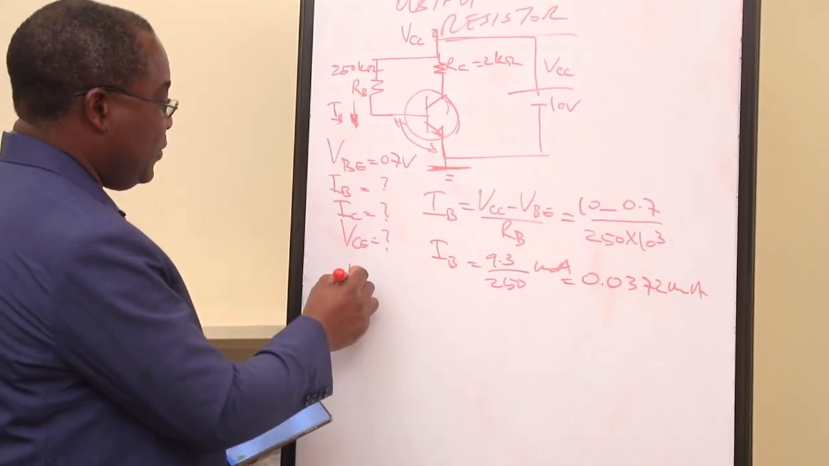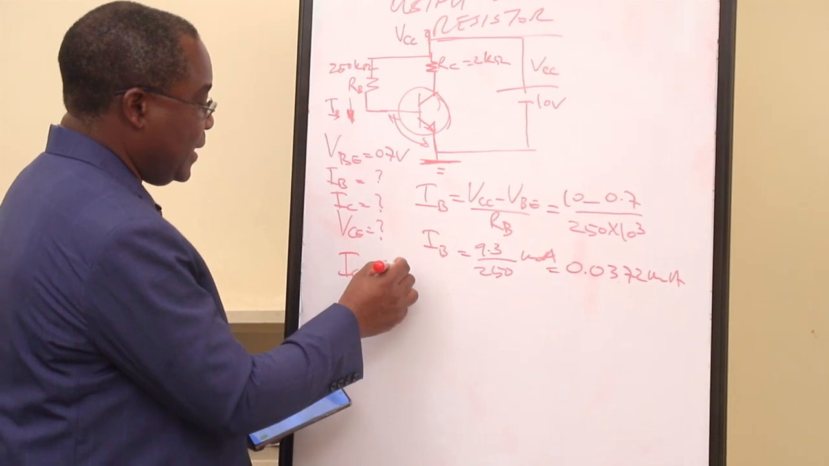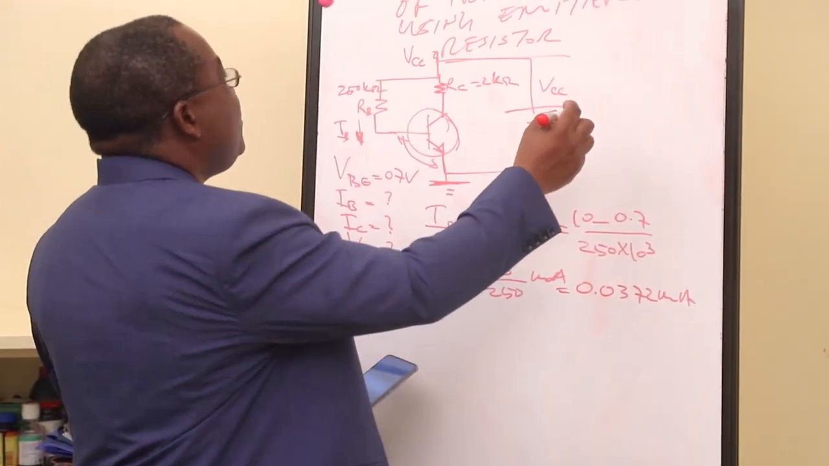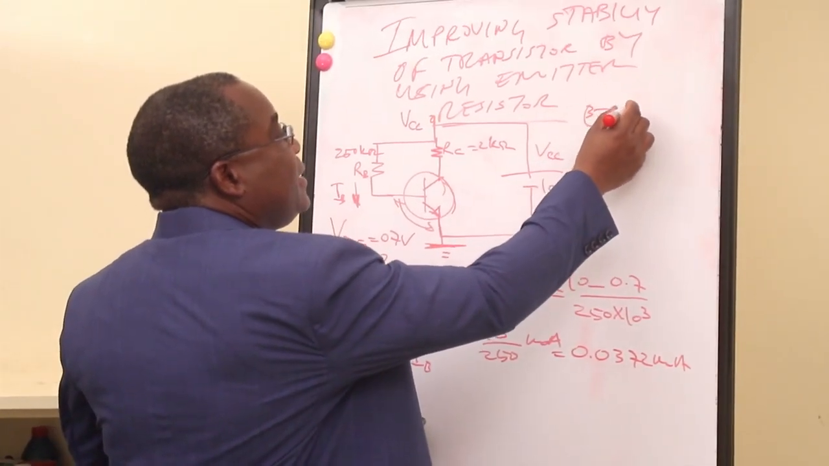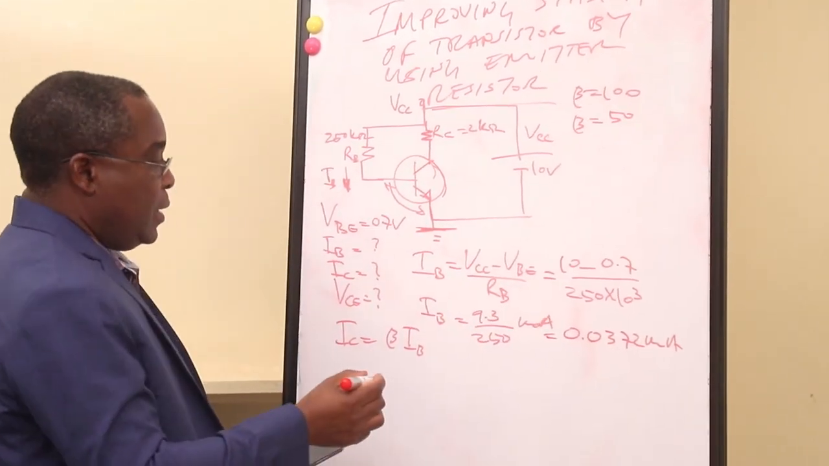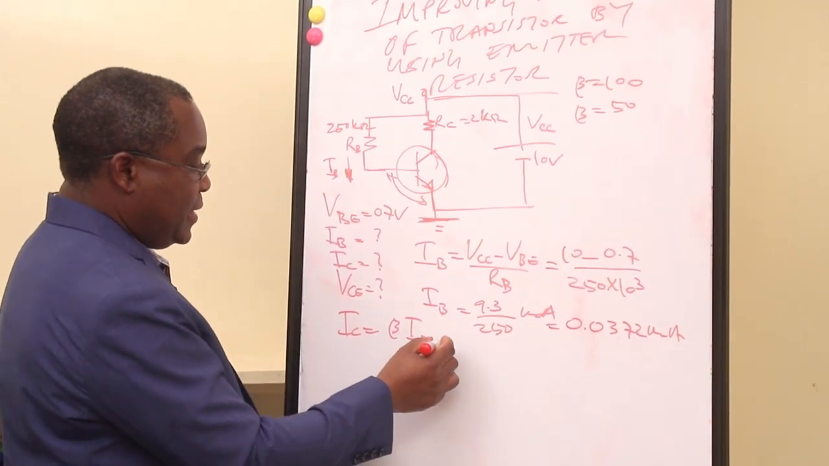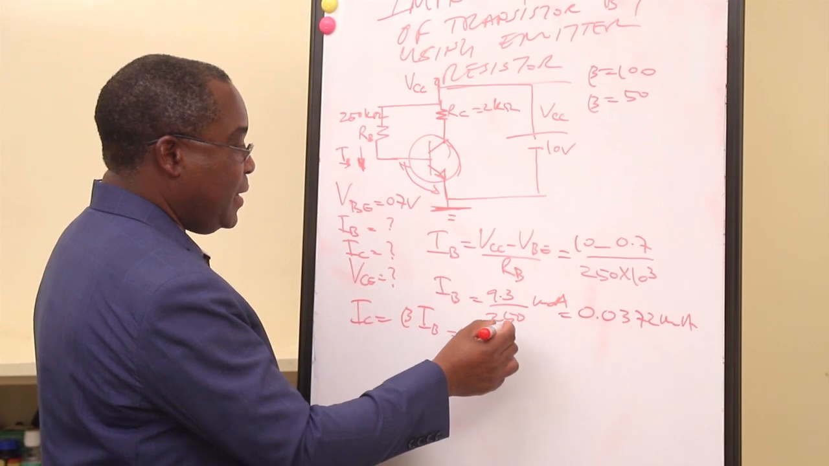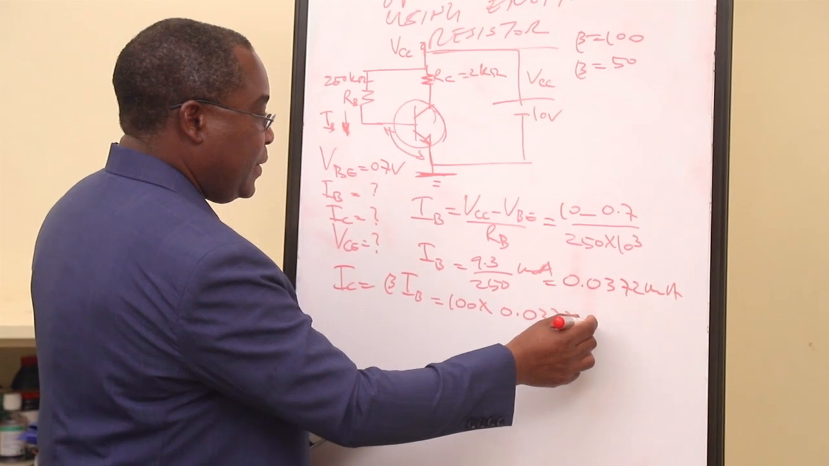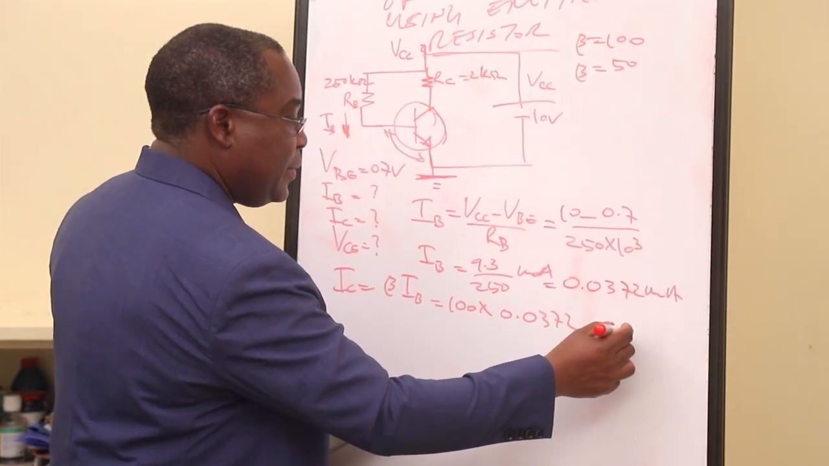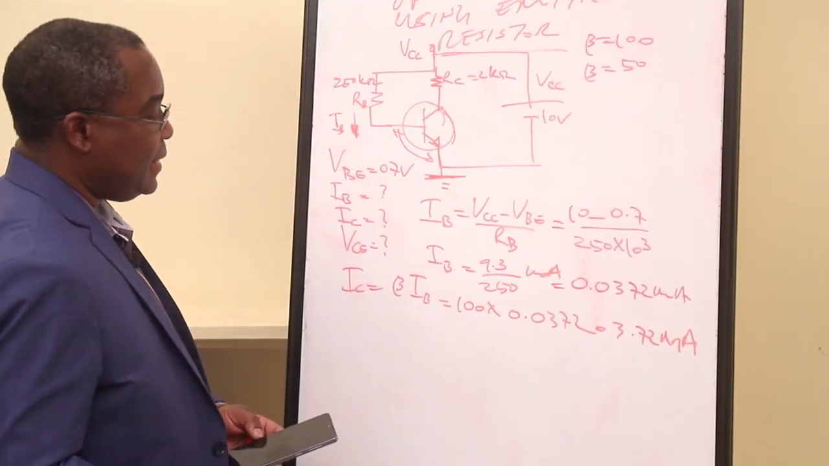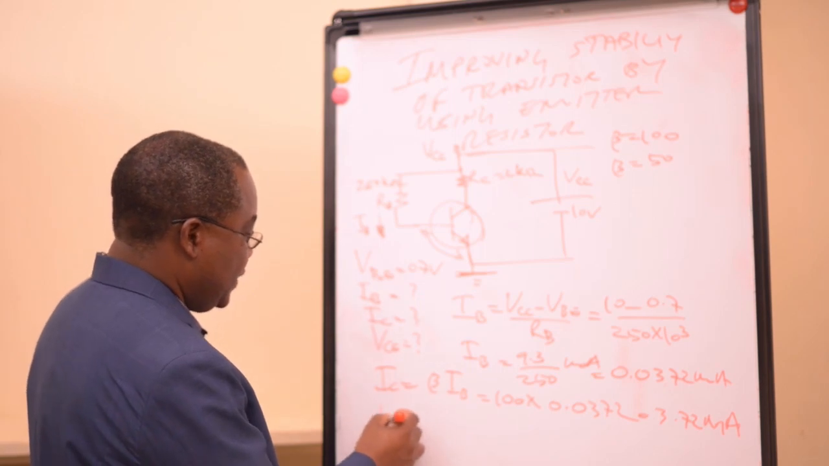This is our IB. So we have to look for IC, which is equal to beta times IB. We said we will use beta at 100, and also we'll use another scenario at beta 50. So in this case, beta is 100 times IB, which is 0.0372, equals 3.72 milliampere. That is IC.